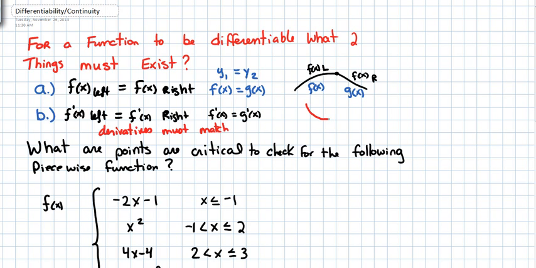The red might be f of x, the green might be g of x, and so you can see that the slopes match. Here's another problem where the slopes don't match. This m would be 0, and this m looks like it's about positive 1, slightly flatter than positive 1. And 0 does not equal 1. So that's a refresher on differentiability and the two things that you must have.